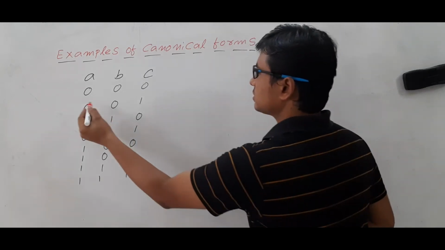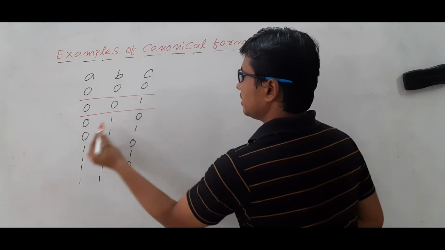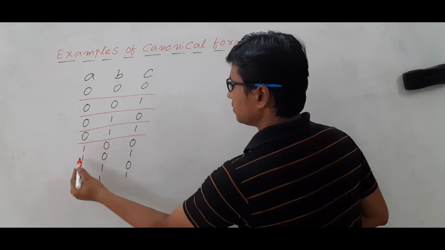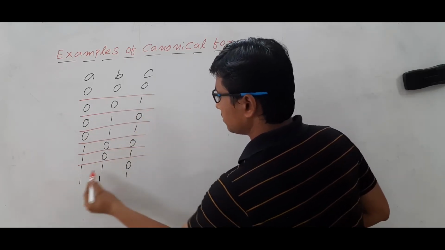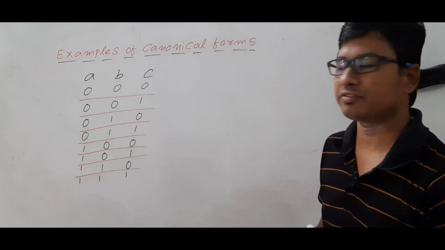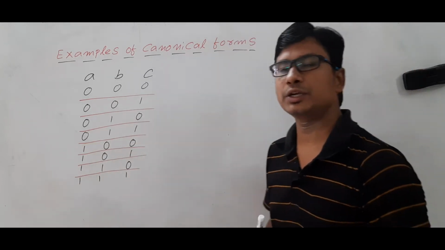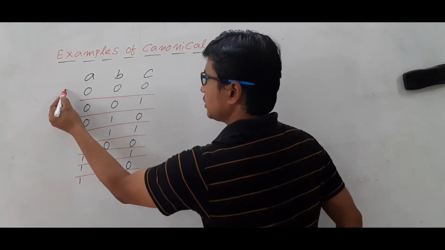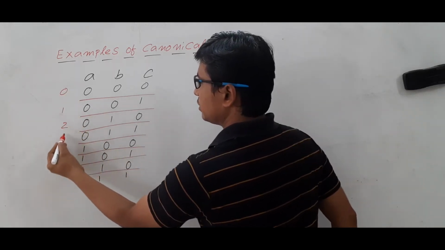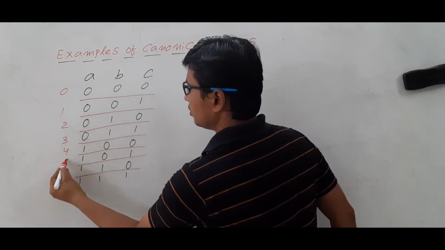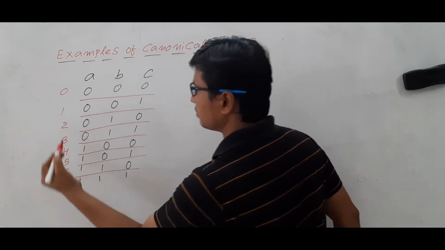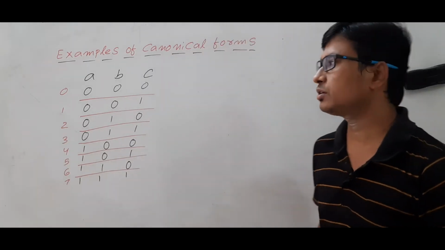So what are these 8 combinations? If I convert them into decimal numbers, are you able to understand? If I convert this binary number into a decimal number, this is equivalent to 0, 1, 2, 3, 4, 5, 6, 7. So totally we have 8 combinations.